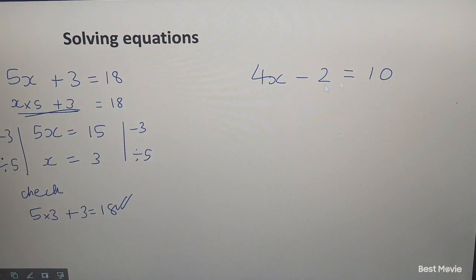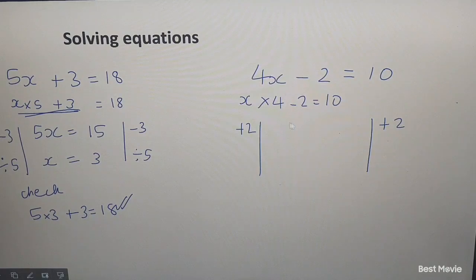Okay, second example. 4x take away 2 is equal to 10. This means multiply 4, take away 2 to get to 10. So the last thing you did was take away 2. So that's the first thing you should undo, add 2.